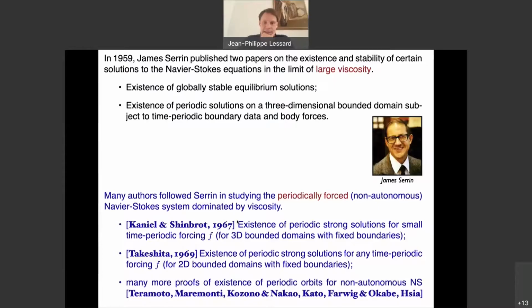For instance, in 1967, Kaniel and Shinbrot proved the existence of periodic strong solutions for small time periodic forcing. Again, important to realize it's time periodic forcing. Takeshita in 69 proved existence of periodic solutions for any time periodic forcing, and that was for 2D domains. Afterward, lots of people started to prove existence of periodic orbits for non-autonomous Navier-Stokes. By non-autonomous, I mean when you have an external forcing term which depends on time, then from the viewpoint of dynamical systems, that leads to what we call a non-autonomous system, because there are terms in the equations of motion that depend explicitly on time.